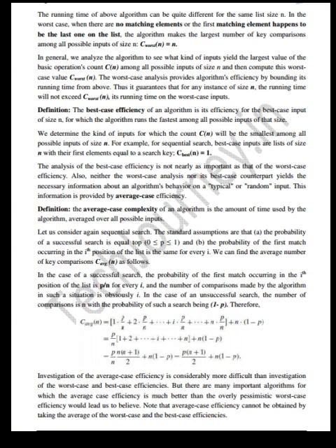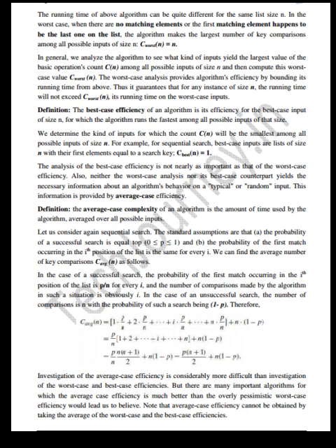Definition. The best case efficiency of an algorithm is its efficiency for the best case input of size n, for which the algorithm runs the fastest among all possible inputs of that size. We determine the kind of inputs for which the count C of n will be the smallest among all possible inputs of size n. For example, for sequential search, best case inputs are lists of size n with their first elements equal to the search key. C best of n is equal to 1.